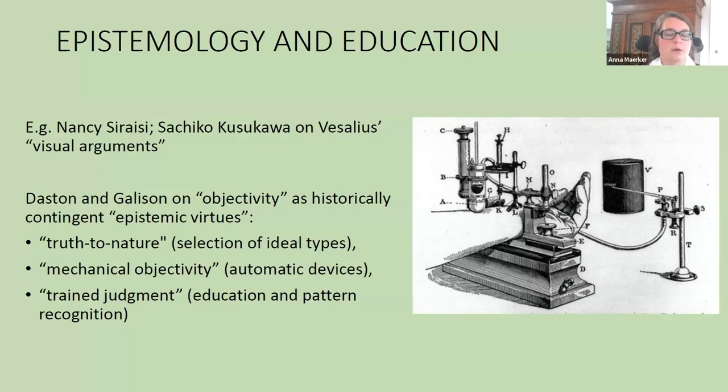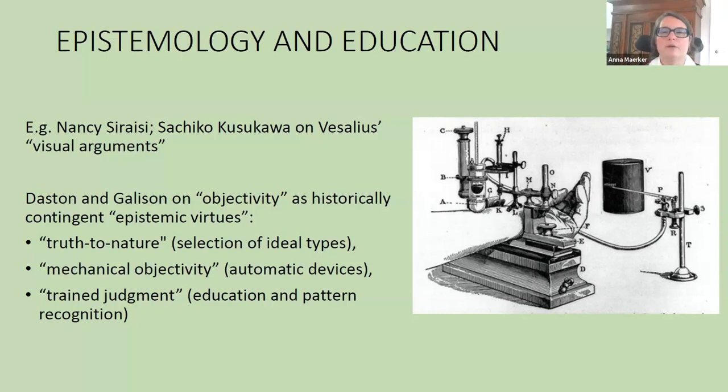They also used anatomical atlases and other such works to show how concepts of objectivity changed over time. And they famously developed a broad classification of what they considered different epistemic virtues. So on the one hand, the so-called truth to nature, which was based on the selection of ideal types, mechanical objectivity, which resorted to the use of automatic devices, and trained judgment, which emphasized the importance of education for the creation of expertise in pattern recognition.